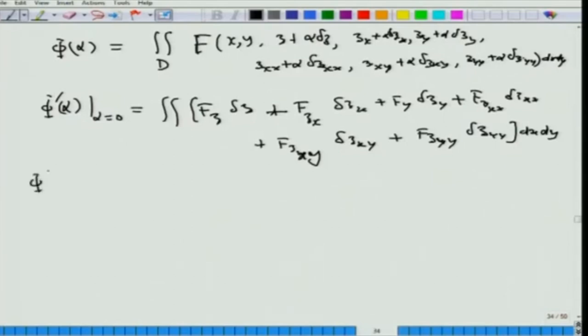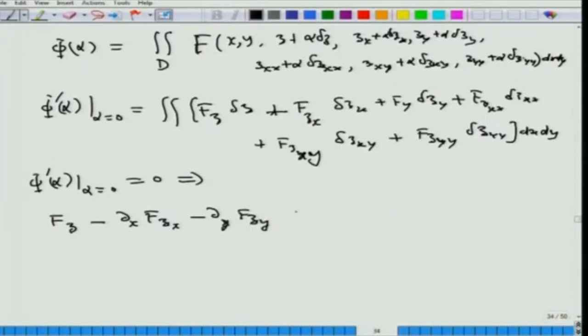So, here phi prime of alpha at alpha equal to 0 will imply, skipping those steps, just using those integration by parts formulae will give us f z minus del x of f z x minus del y of f z y plus del 2 x x of f z x x plus del 2 x y of f z x y plus del 2 y y of f z y y equal to 0. So, that is the equation we will get in this case.